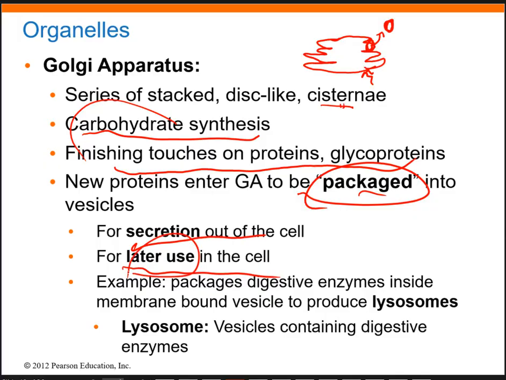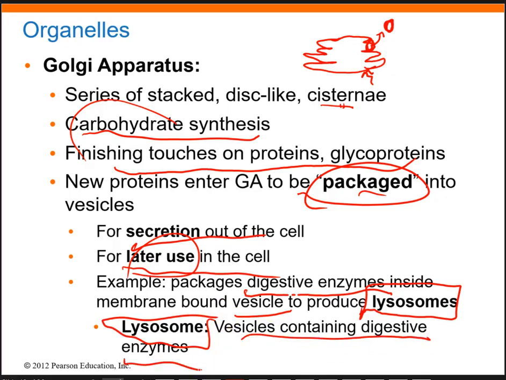One key example of this is that the Golgi apparatus packages a bunch of digestive enzymes inside a vesicle. Digestive as in to digest something is to break it down. So all of these nasty enzymes that'll chew things up and break things up get stored inside a vesicle. And that creates another organelle called the lysosome. So a lysosome is a vesicle containing digestive enzymes.